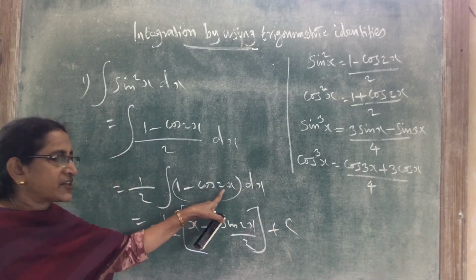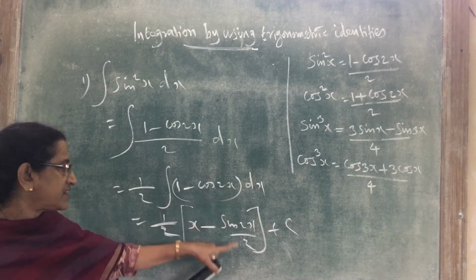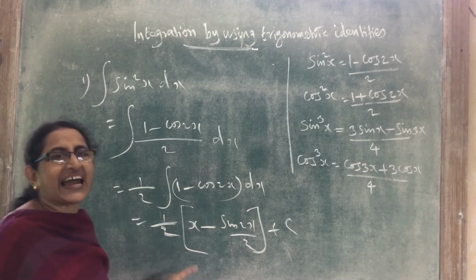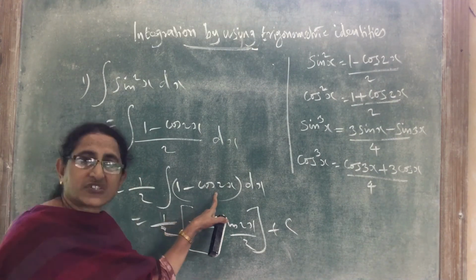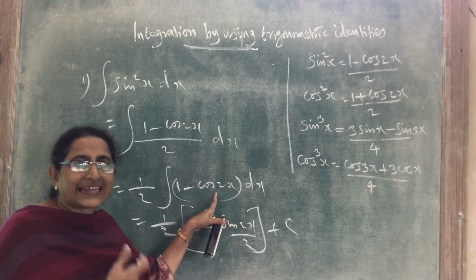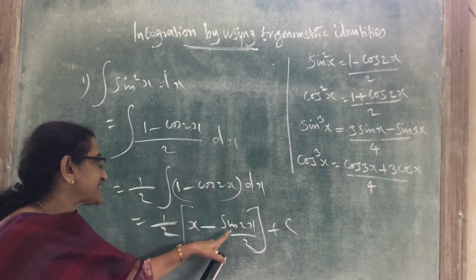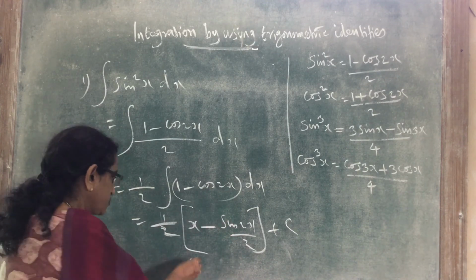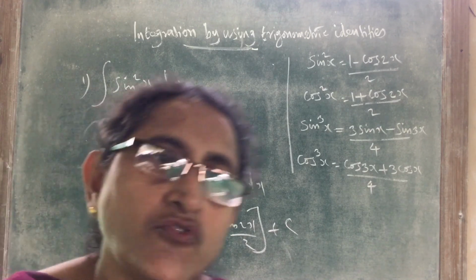Actually, by the substitution method we get this, but we have to write it directly. So the integral of cos 2x, cos 3x, all of that we can write directly. So the integral of cos 2x is sin 2x by 2 plus c. So that is the answer. Next we will do in the next session.